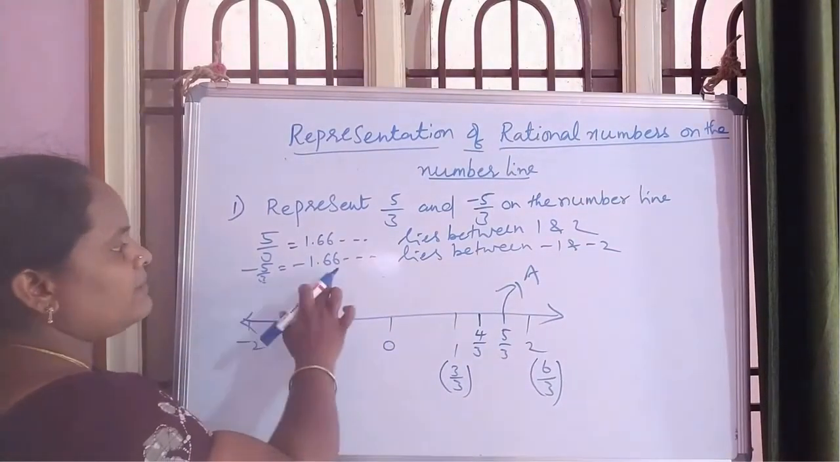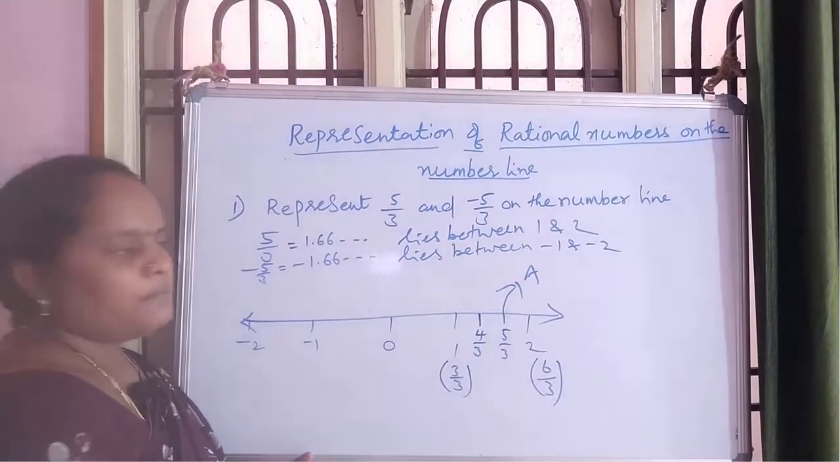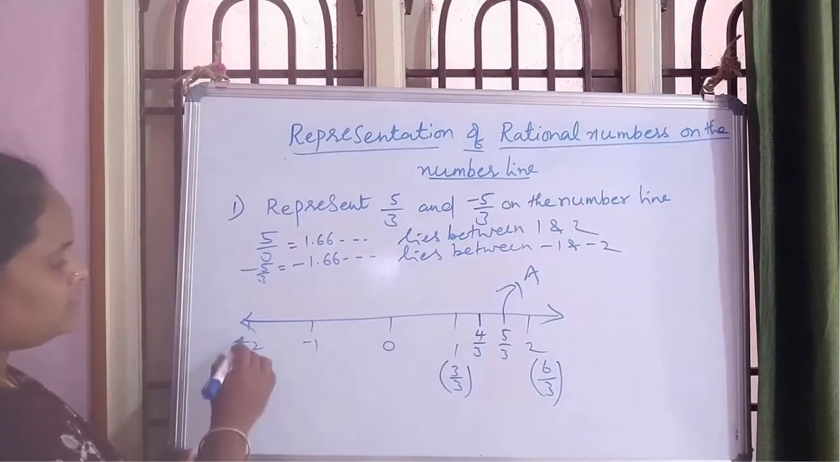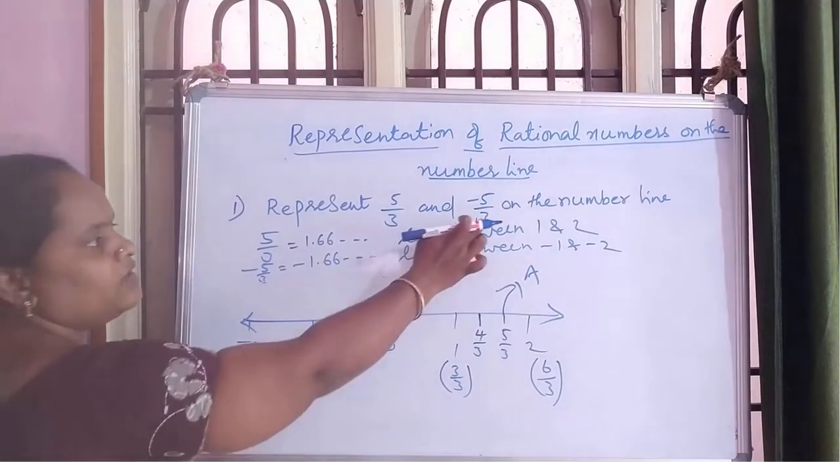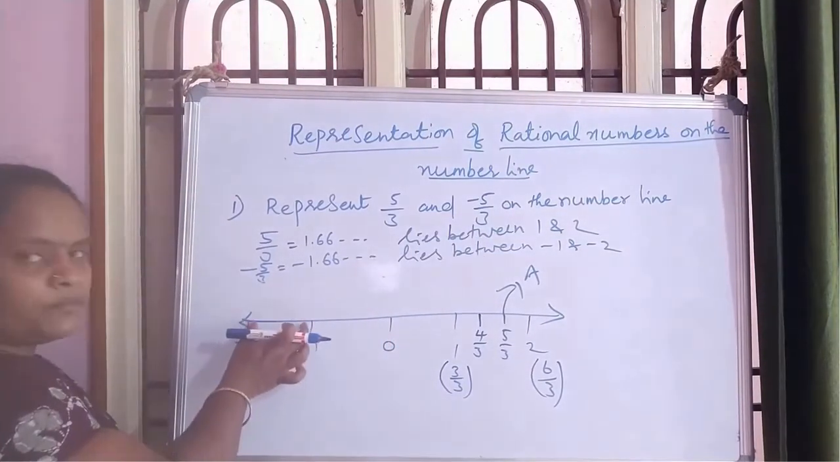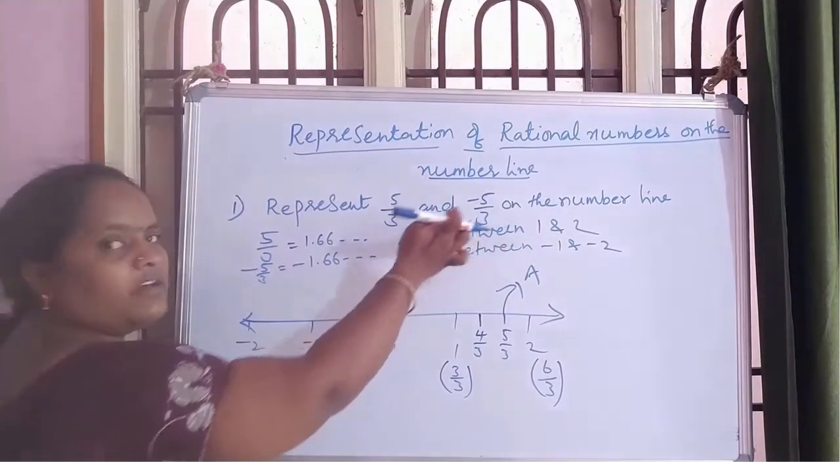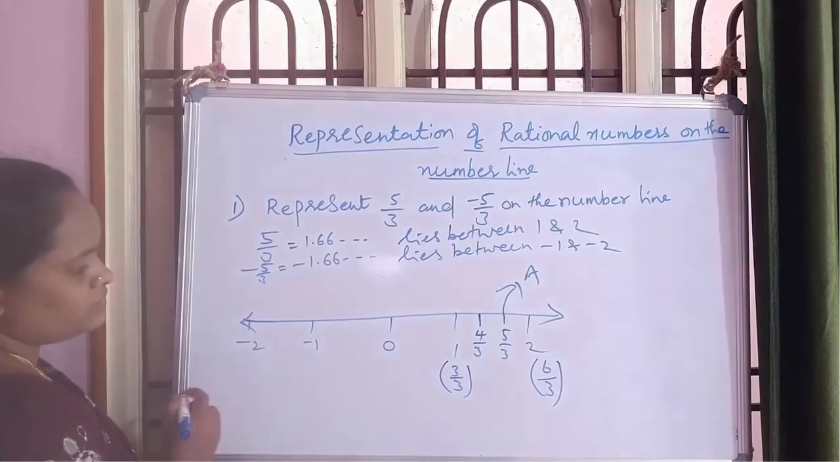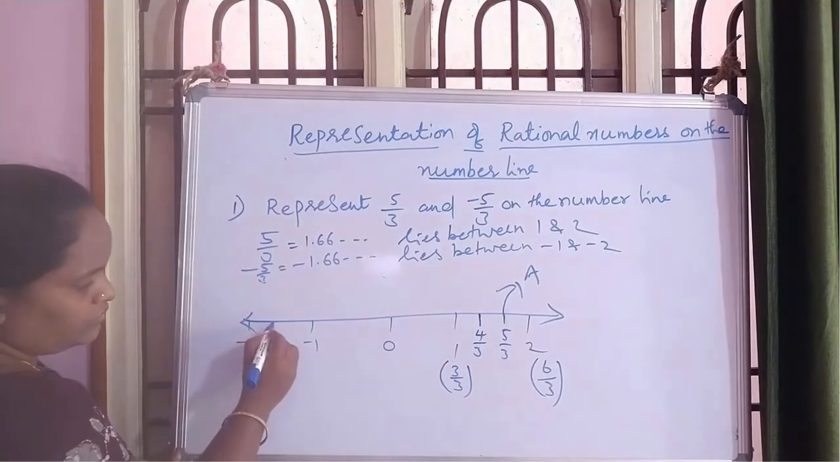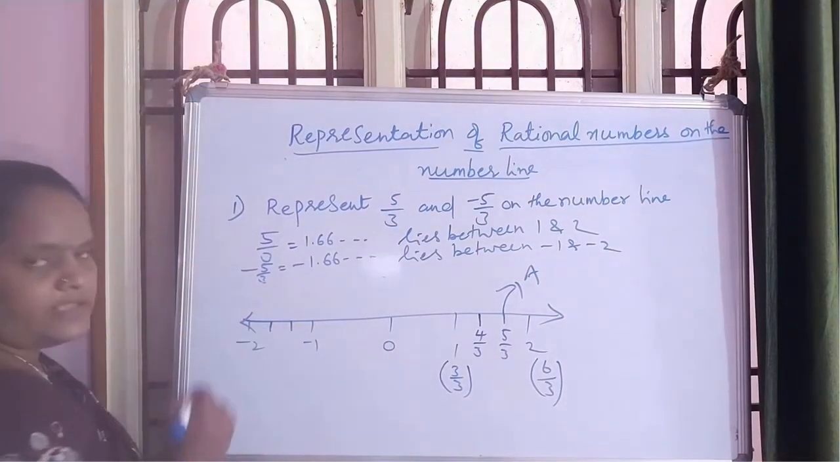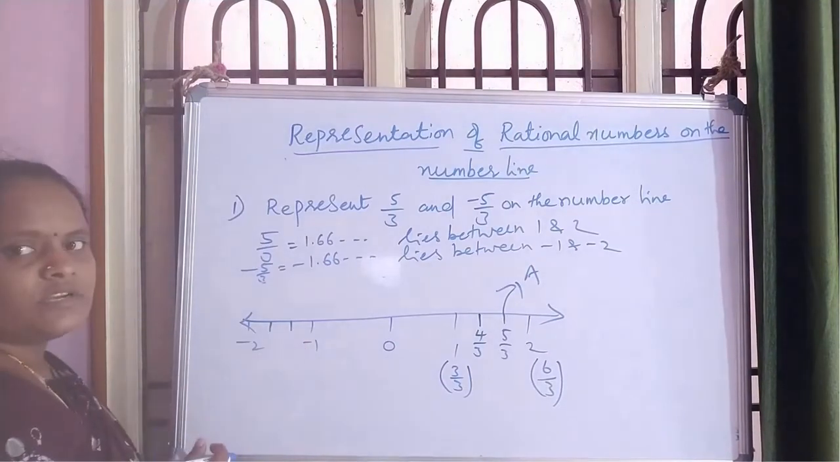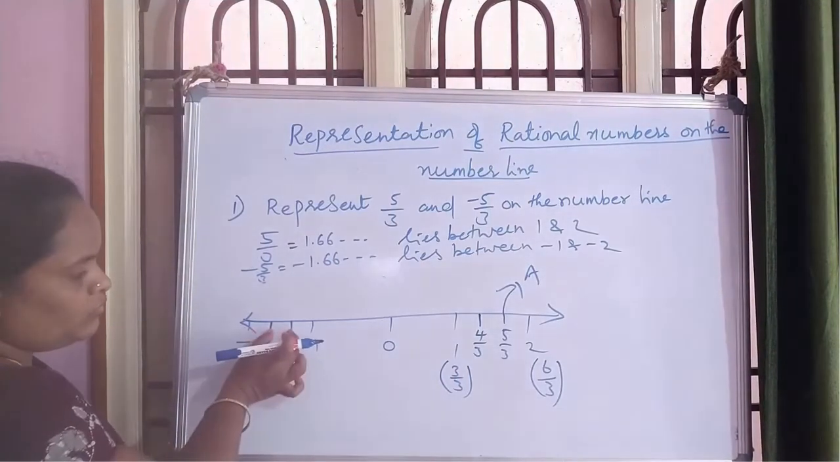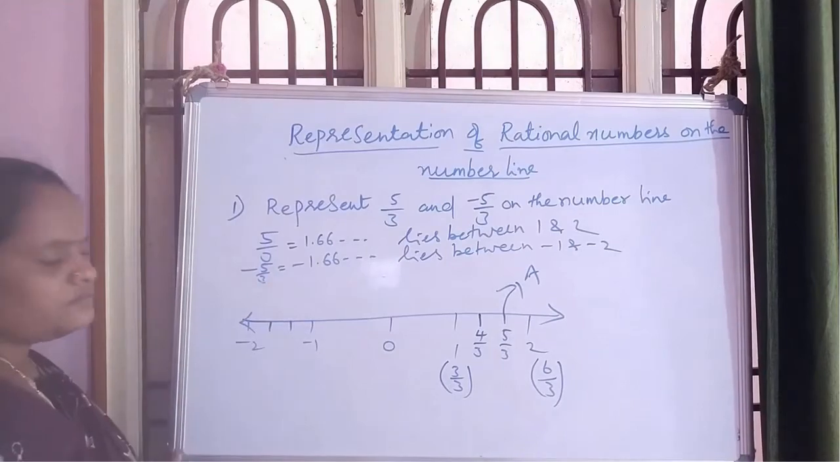Similarly, minus 5 by 3 lies between minus 1 and minus 2. So in between minus 1 and minus 2, here the denominator is 3. This portion should be divided into 3 equal parts. How many equal parts? The denominator is 3, so 3 equal parts. To get 3 equal parts, I need to draw 2 lines dividing the portion into 3 equal parts. 1, 2, 3. 3 parts.